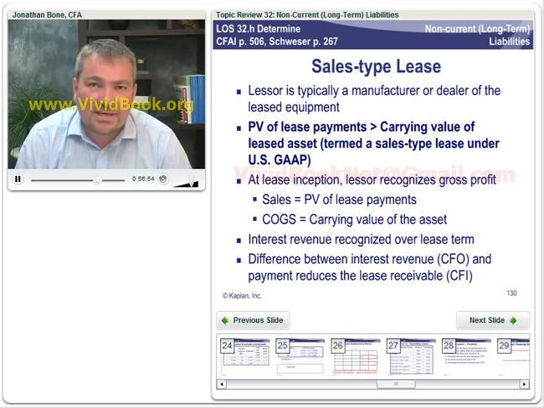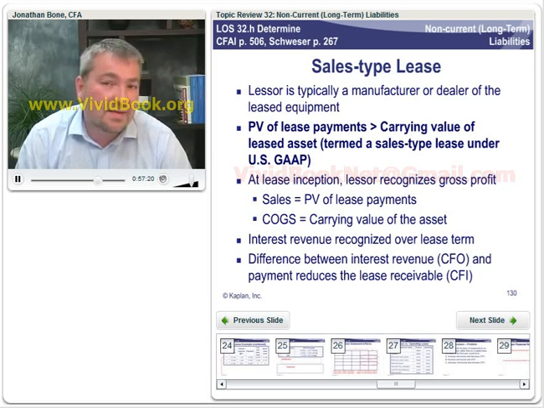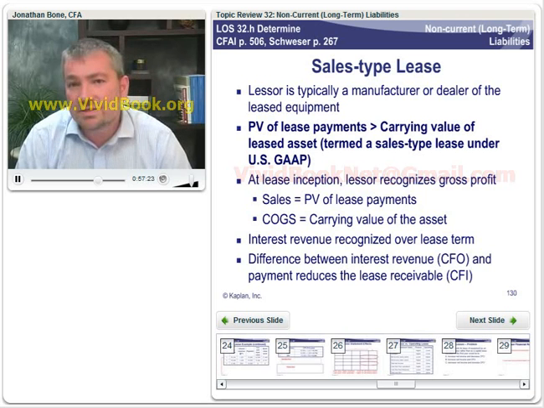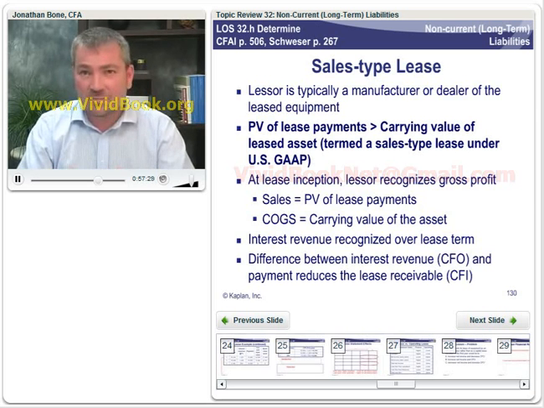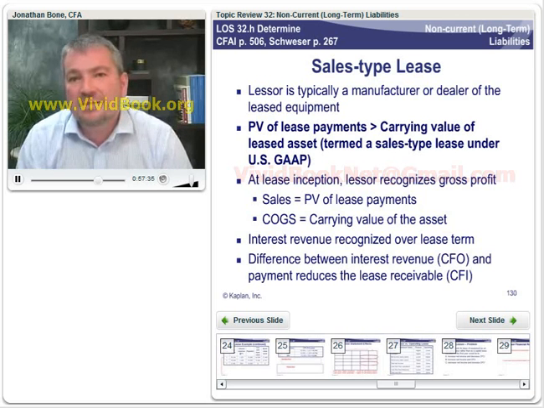Now, the way we detect it's a sales type lease is that the present value of the lease payments is greater than the carrying value of the leased asset, i.e. the cost of the leased asset sitting in the lessor's balance sheet. So what that means actually is at inception, the lessor is going to recognize a profit as if they'd sold the asset for cash. The sales figure will represent the present value of the lease payments. The cost of goods sold figure will equal the carrying value of the asset. That is going to take it out of their balance sheet, out of plant, property and equipment or inventory, depending on how they treated it, and into the income statement within cost of goods sold.